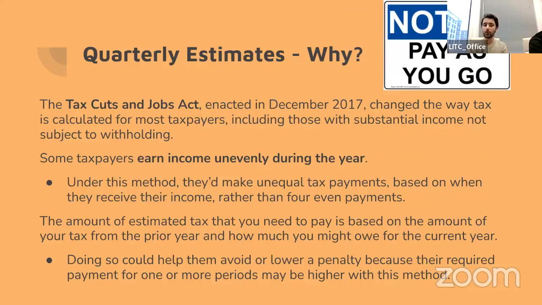So why do we do quarterly estimates? Since the Tax Cuts and Jobs Act enacted in December 2017, there were substantial changes to the tax code and how people pay their taxes. Some people, and this could be you, earn income very unevenly throughout the year. Agricultural workers are a good example of somebody where you're either making a lot of money at some periods in the year and then maybe none at all at others. Under this method, you can take that unequal tax burden and pay as you go, as the sign says.